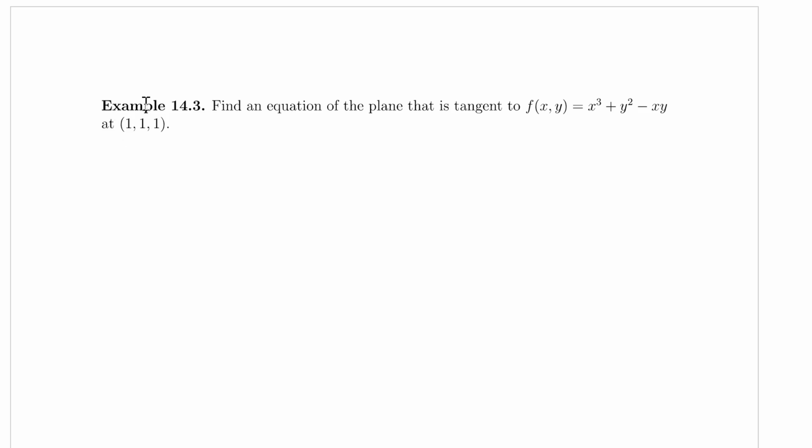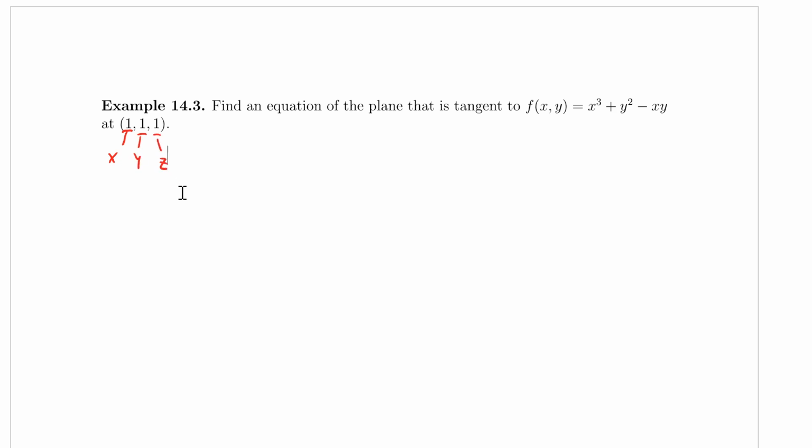For this example, I would like to find an equation of the plane that is tangent to this multivariable function x cubed plus y squared minus xy at the point 1, 1, 1. So that means when my x is equal to 1 and when my y is equal to 1 and my z is also equal to 1.